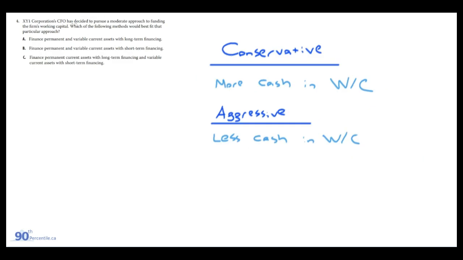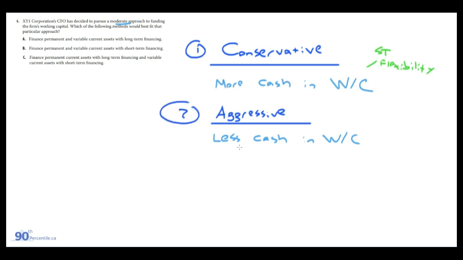So we have a corporation here, and the CFO has decided to pursue a moderate approach to funding the firm's working capital. Which of the following methods would best fit that approach? There are three main approaches to managing your working capital. The first is the conservative approach, where companies will have more cash on hand in working capital. So more cash, more inventory, more accounts receivable, more accounts payable, etc. This provides more short-term flexibility, because if anything comes up in the short term, they have cash on hand to deal with it.